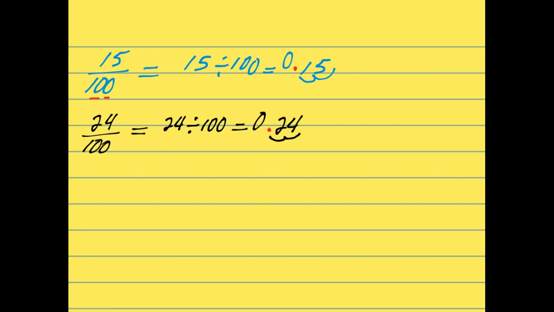So, here we go. Back into the fray. The point is, get it? Each is less than one whole. So you've gone from 15 divided by 100, which is 15 hundredths, which becomes the decimal 0.15. Same goes for the 24 hundredths, becomes the decimal 0.24.